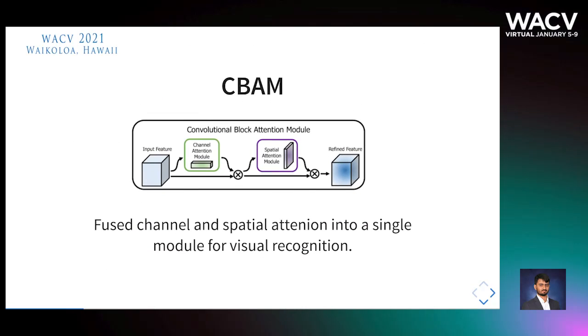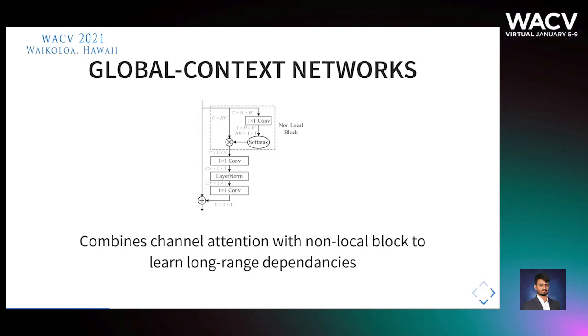CBAM later extended this idea to include a separate module that performs similar computations but across the spatial dimensions. Using both the channel weights and the spatial weights together allows this module to generate a more refined attention mask across the input. Global context networks added a non-local block to the pipeline, allowing it to capture long-range dependencies or global features more effectively.